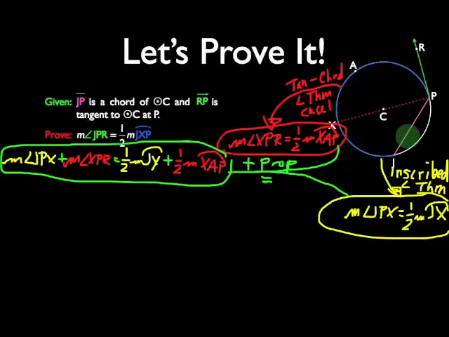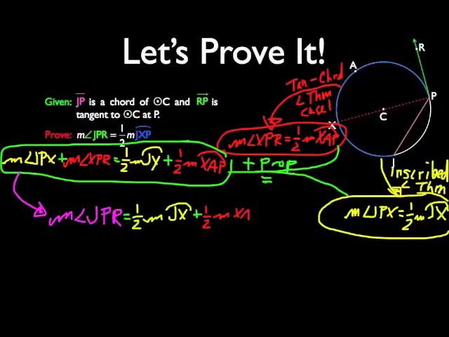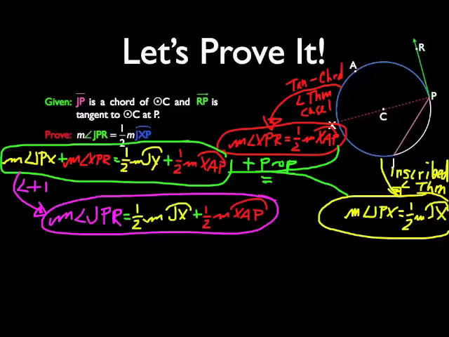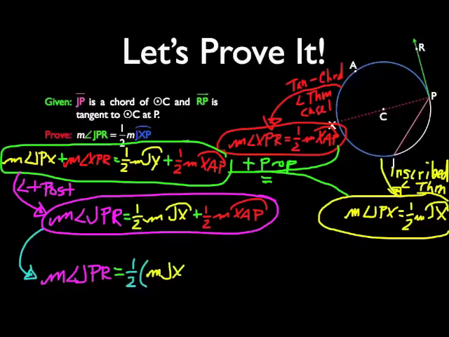Notice that the measure of these two angles happens to be the measure of the big angle. So the measure of angle JPR is half the measure of both of those arcs. That is the angle addition postulate. Now, I'm going to use the distributive property of multiplication over addition in reverse here and pull this 1/2 outside the parentheses. So now we have the measure of angle JPR is equal to half of the two arc measures added together.